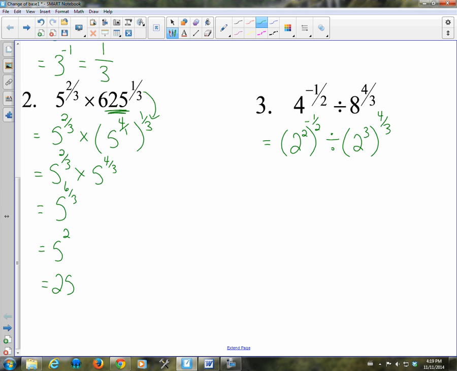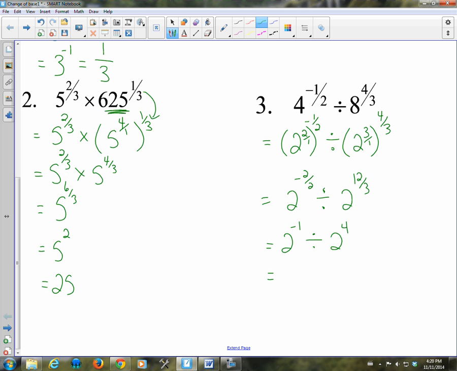And don't forget the exponents that were already there. So now I'm going to use my power rule. So I have 2 to the negative 2/2, 3/1, 2 to the 12/3. I'm going to do some simplifying. That would be -1. 12/3 would be 4.